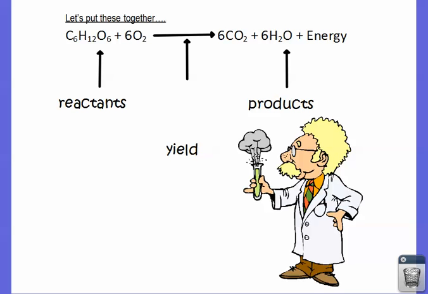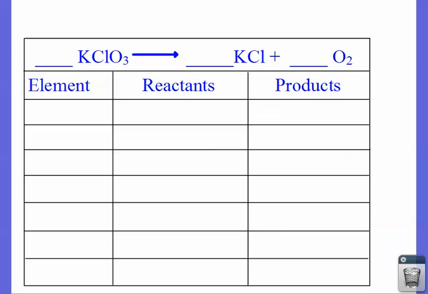So we need to be able to balance chemical equations, and that's an important skill for us to have. When we do this, there are multiple steps that we need to follow, and you can pick up a sheet or make your own of a grid that looks like this. We're going to call this our element inventory sheet.